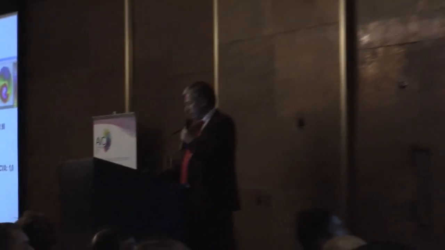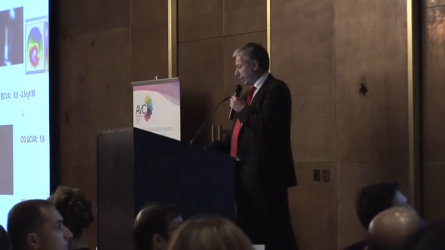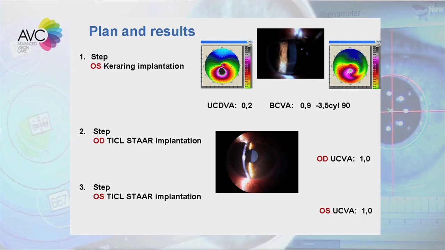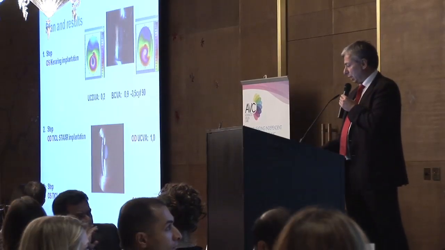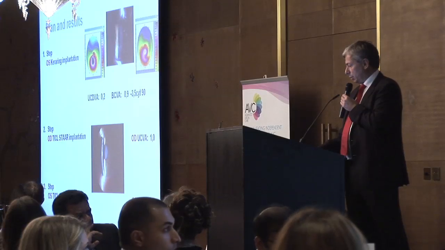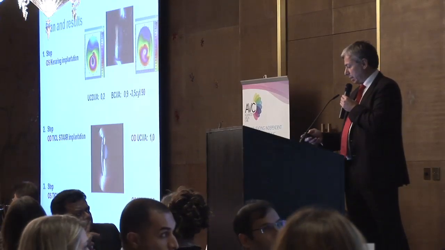So, first step, OS keratoconus implantation. The best corrected visual acuity improved to 0.9. We decreased cylinders. Second step, OD, we implanted toric ICL star and we improved the uncorrected visual acuity to 6.6. And the third step, in the left eye after keratoconus implantation, again toric ICL, and also in this eye we achieved a vision of 6.6. So this was the treatment in this patient.